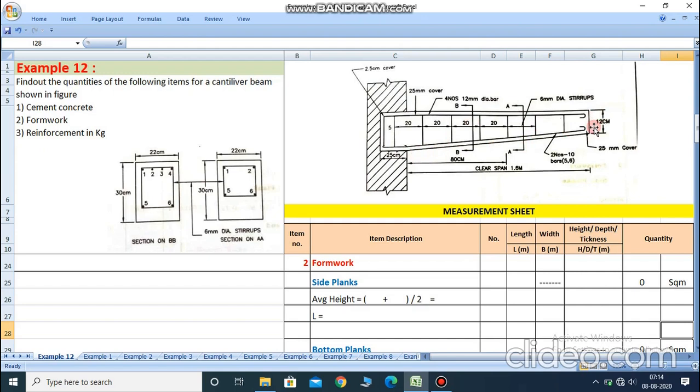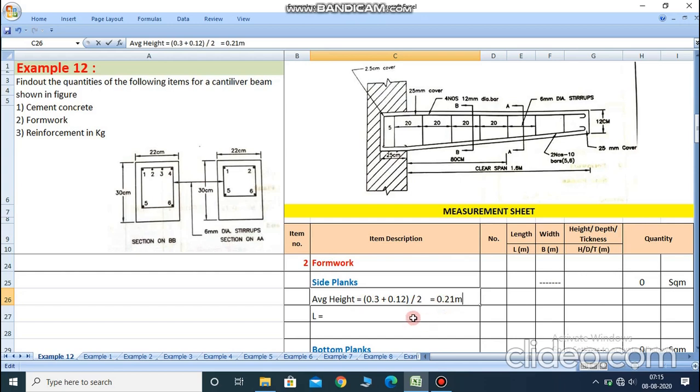Let's start first with the side plank. Here the dimensions of the inner and outer side are not the same, so we take the average height of the plank. Here the height is 30 centimeter and here the height is 12 centimeter. 30 centimeter converted into meter is 0.3, and 12 centimeter is 0.12. Now the average height is equal to 0.21 meter. This is the average height for the formwork.